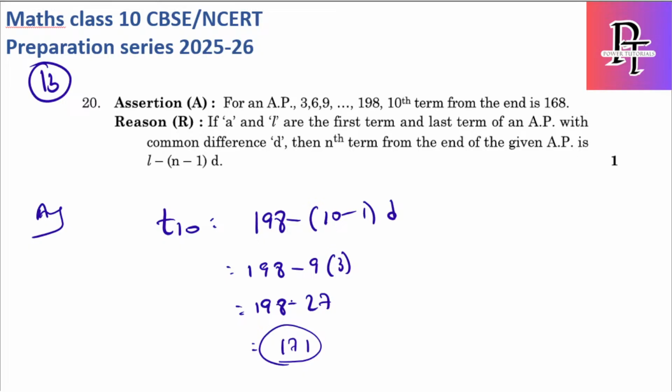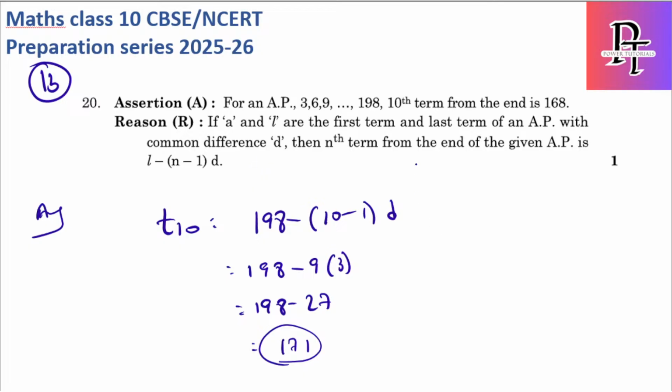The 10th term from the end is 168, but I have just substituted the same formula to check whether they provided the right reason. L minus (n minus 1) d is not satisfying, so definitely this value is wrong. The reason is wrong; both cannot be wrong. So if the reason is wrong, A can be true. If A is wrong, R can be true, but the reason itself is wrong.